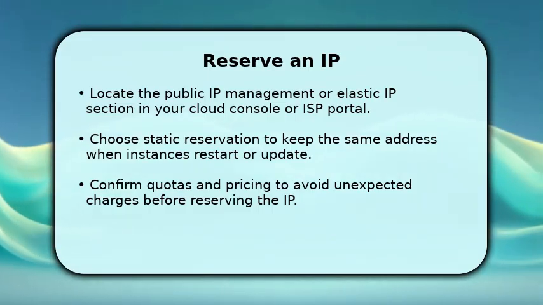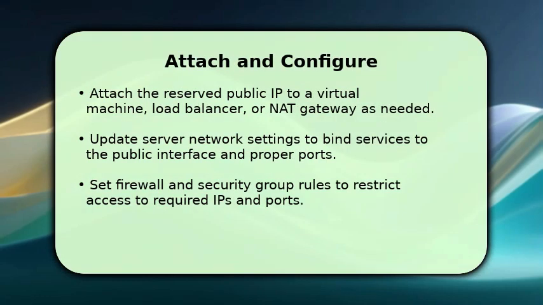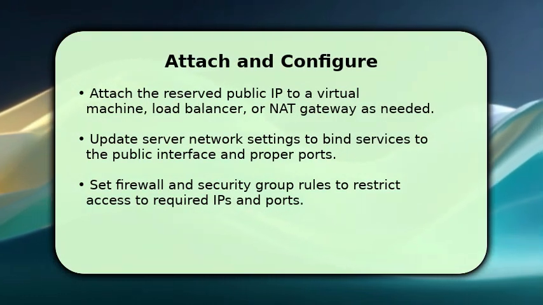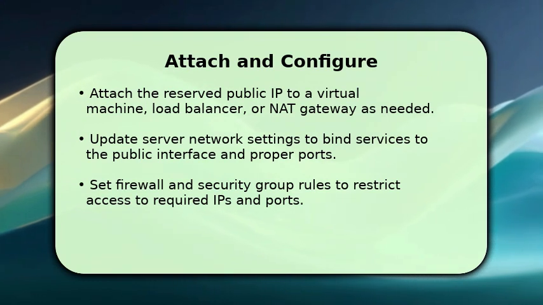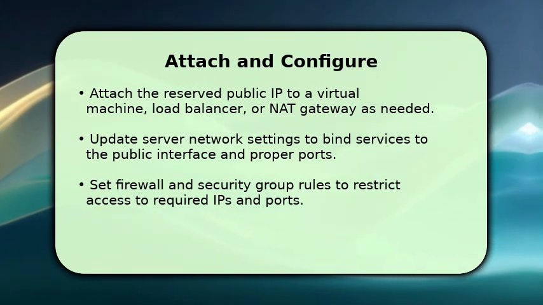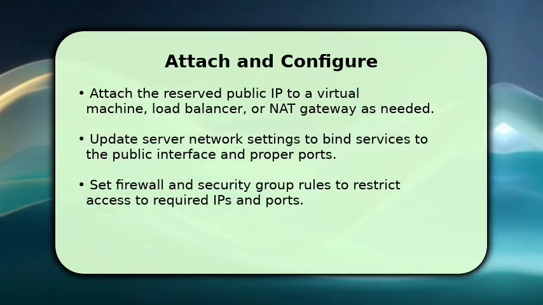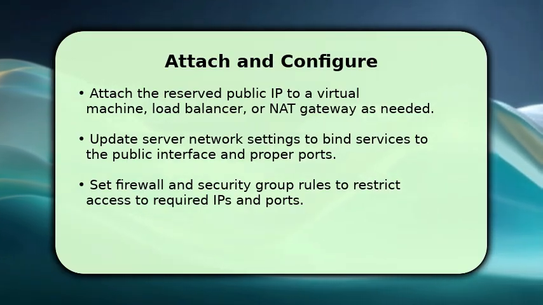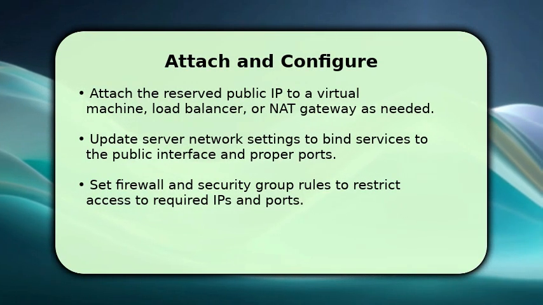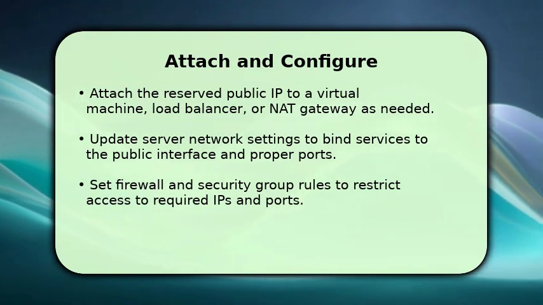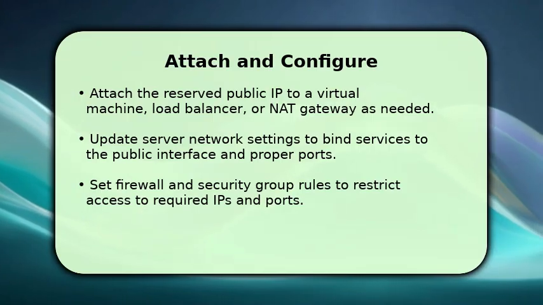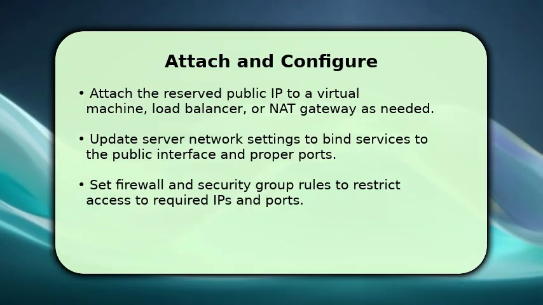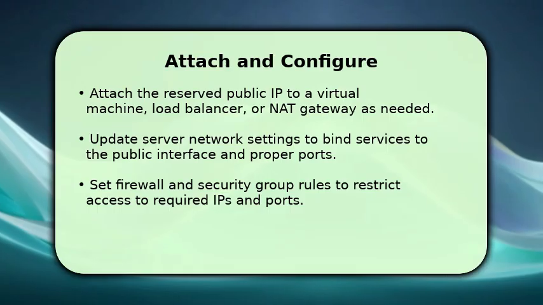Attach the reserved IP to your VM, load balancer, or NAT gateway using the console or CLI, then update your instance network configuration to use the new address. Configure your service to listen on the public interface and ensure routing is correct. Next, apply firewall and security group rules to open only the necessary ports and test connectivity from an external network. Finally, document the change for team and audit.